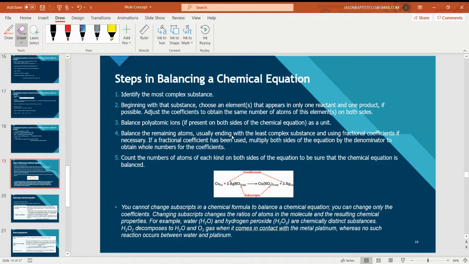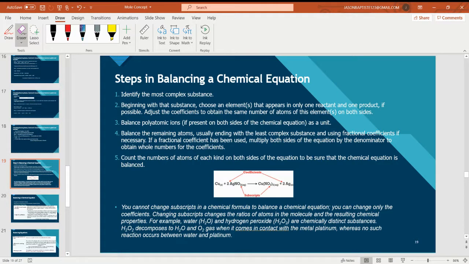Okay? So for example now, we have this equation right here. We have copper solid reacting with silver nitrate. Now, the numbers in front of the equation are the coefficients. Those you can change. You can add numbers, you can multiply numbers. However, the subscripts, which are the numbers that actually form the formula, you cannot change. If you change them, you're changing the entire equation and the chemical properties of that compound.